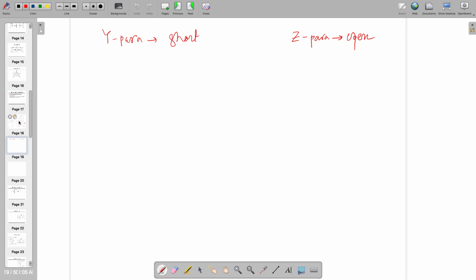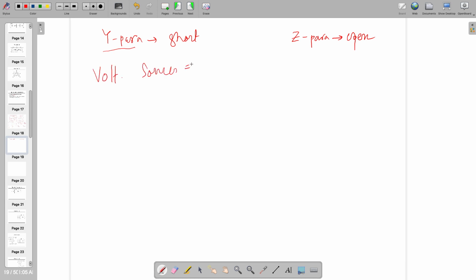So are you following this till now? For those who are newcomers and latecomers: yes, Nikita, Y parameter is the short circuit parameter and Z parameter is the open circuit parameter, because in Y parameters we are keeping voltage sources at 0.